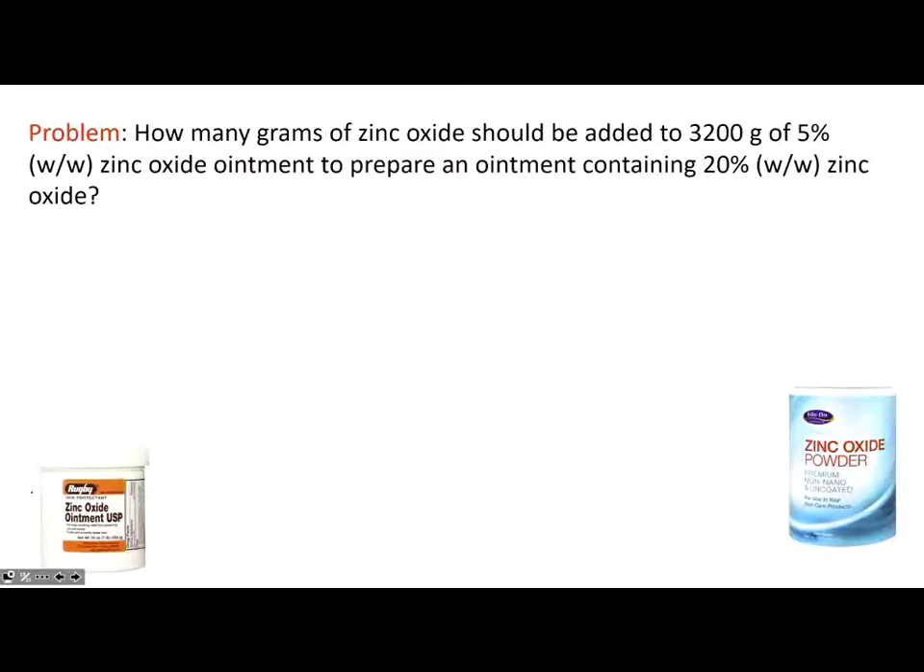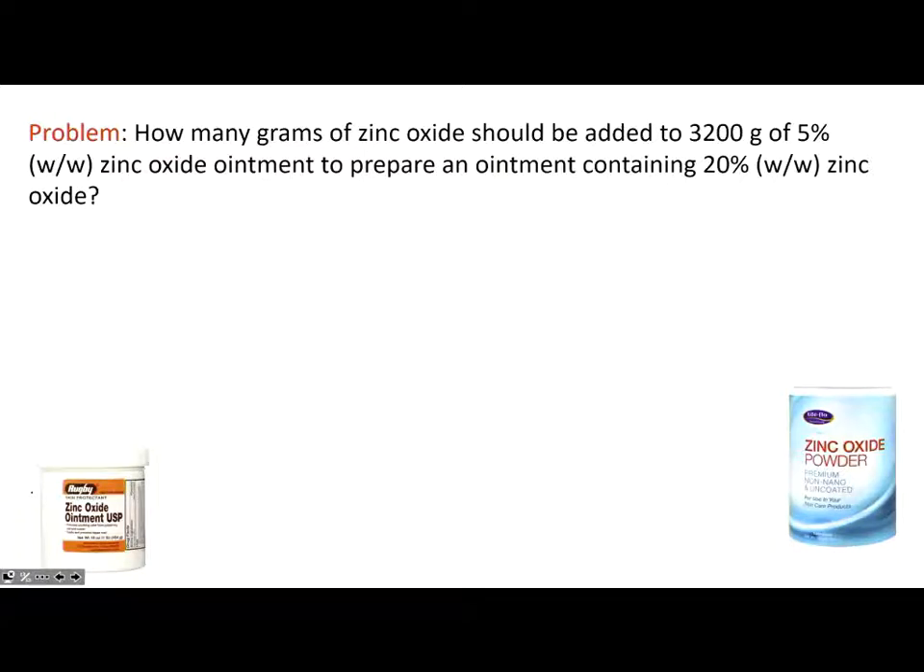And I've got 3,200 grams of that ointment. But I want to add additional drug, that is zinc oxide, so that my final ointment in the end is 20% weight per weight of zinc oxide. We're fortifying. We're taking a 5% concentration of ointment and making it a 20% ointment. Would you agree the mass is going to change? There's going to be more drug afterwards than there was to begin with.